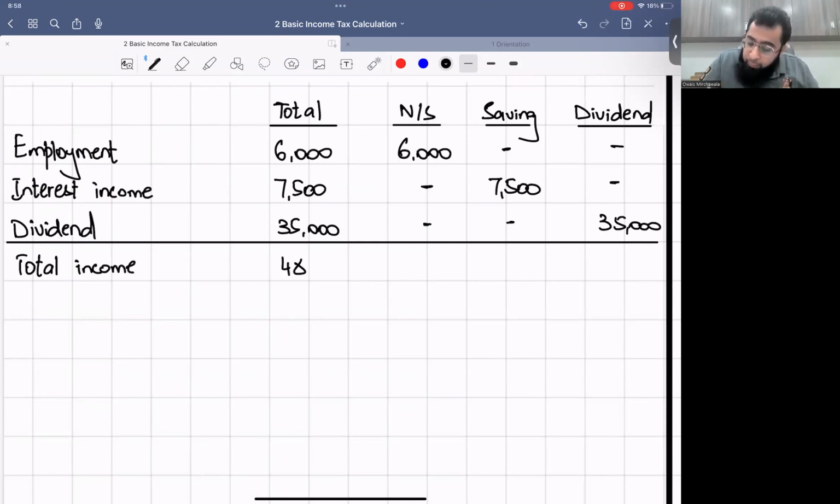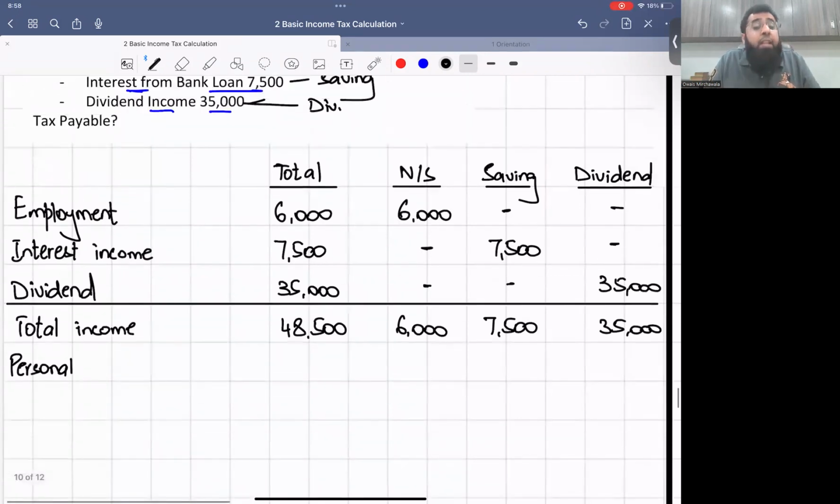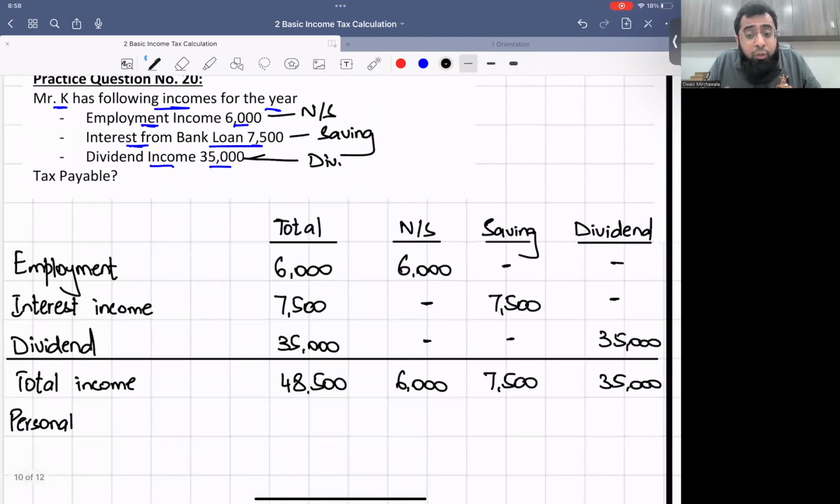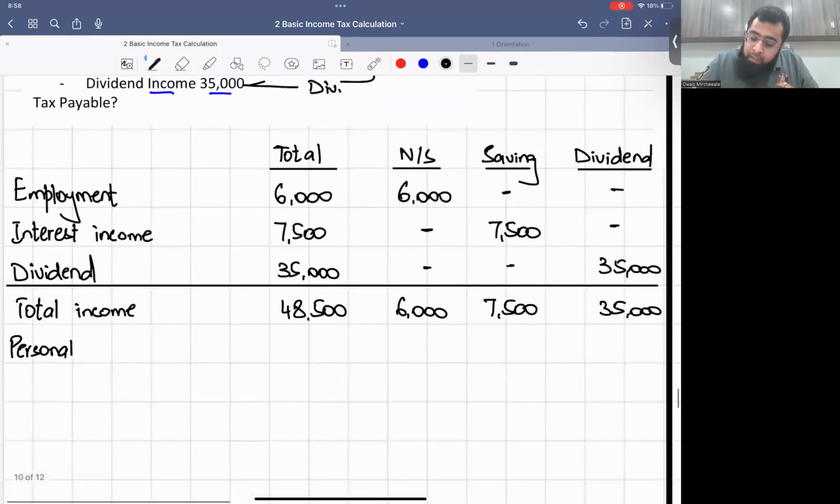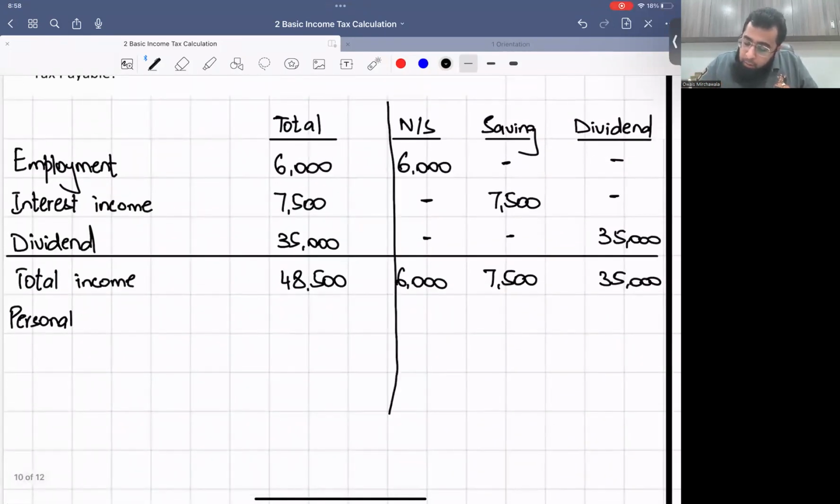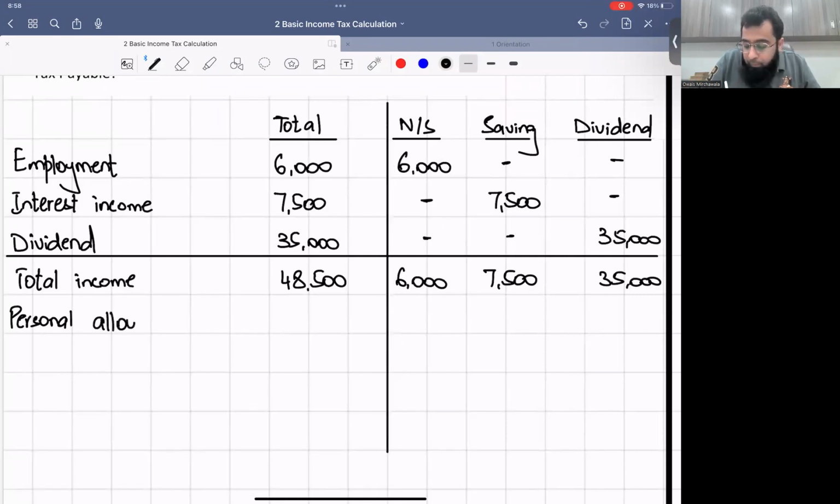It's 48,500. Non-saving, saving, and dividend. Is it clear? We'll adjust the personal allowance. There is no qualifying first expense given in the question. We'll adjust the personal allowance to arrive at the value of taxable income.